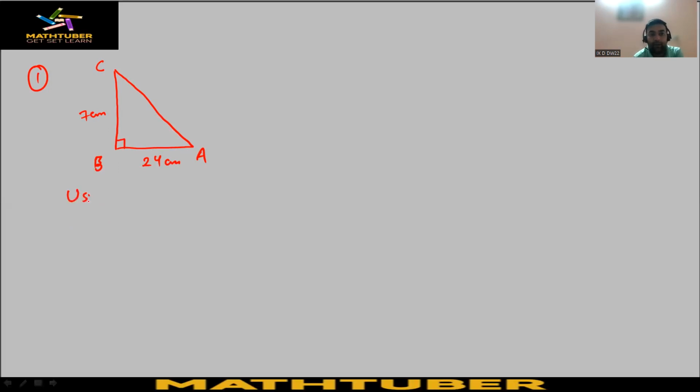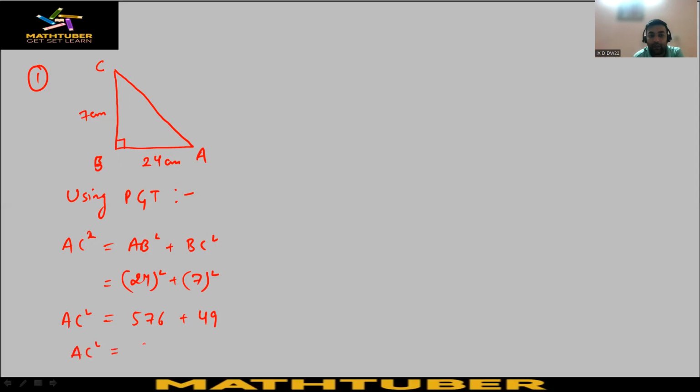So using Pythagoras theorem, first of all, we have to find out the third side, which is the hypotenuse here. So AC square is equal to AB square plus BC square, which is equal to 24 square plus 7 square, which is equal to 576 plus 49. So AC square is equal to 625, and the value of AC will come out to be 25 centimeter. So this value is 25 centimeter here.